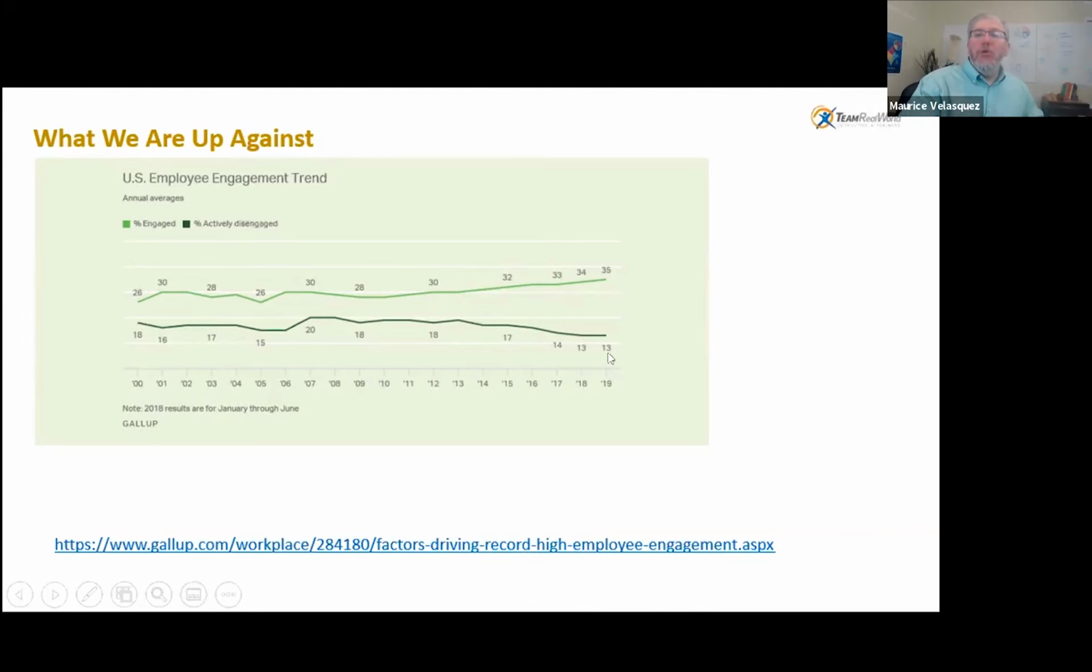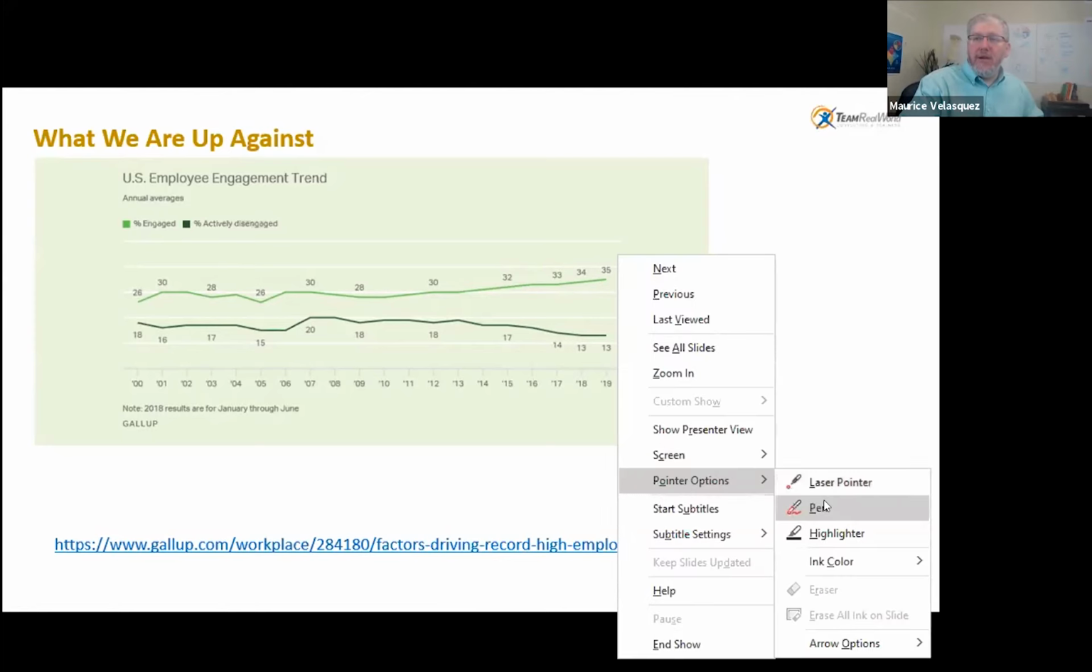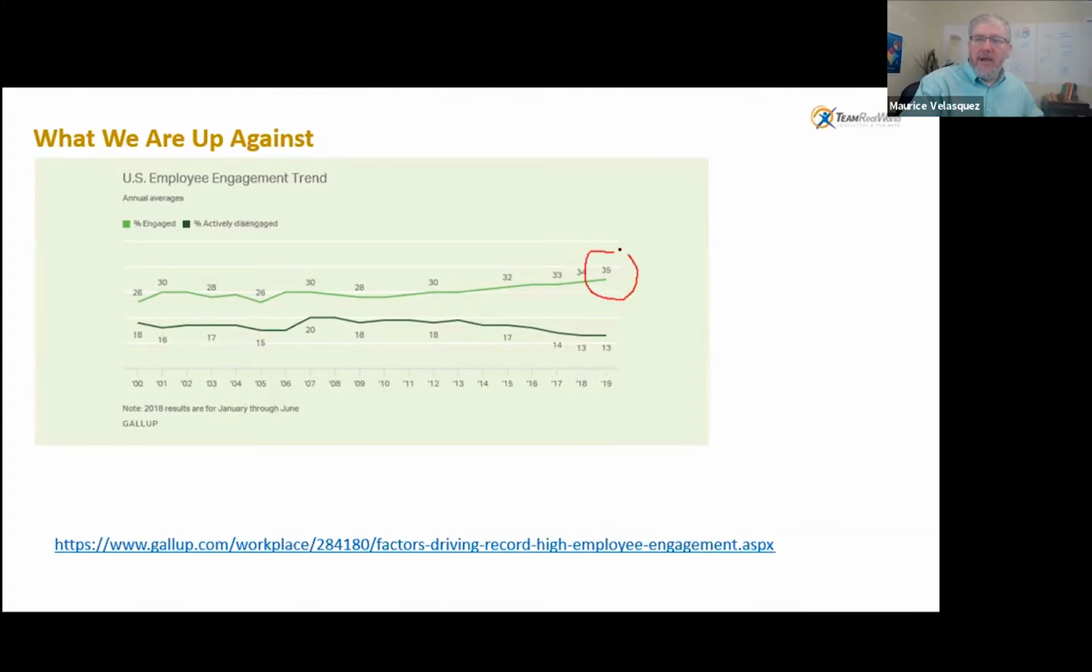What I want you to look at is the shocking reality of this right here. That's 35%. What this means is that the green line is the percentage that are engaged, and that's only 35%. Gallup used to track this on a daily basis. In 2017, they decided they were not going to do that anymore.